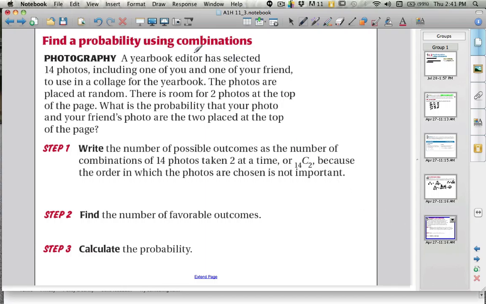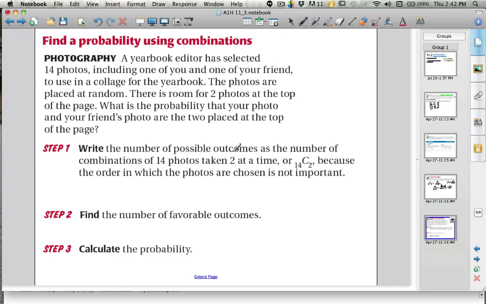Let's discuss this a little further. In this example, a yearbook editor has selected 14 photos, including one of me and one of my friend, to use in a collage for the yearbook. The photos are placed at random, and there's room for 2 photos at the top of the page. What's the probability that my photo and my friend's photo are the 2 placed at the top of the page?